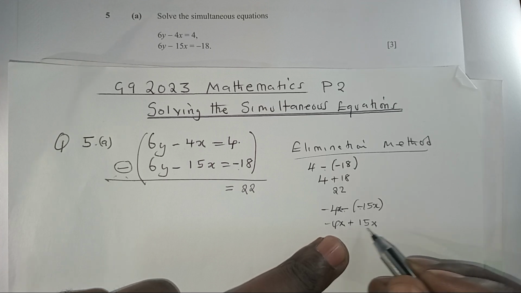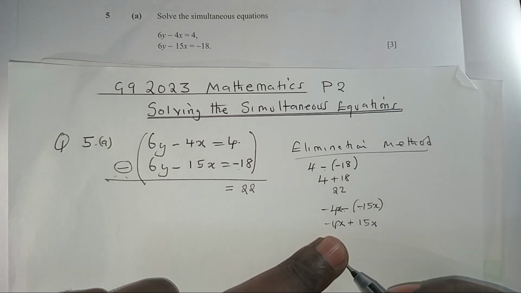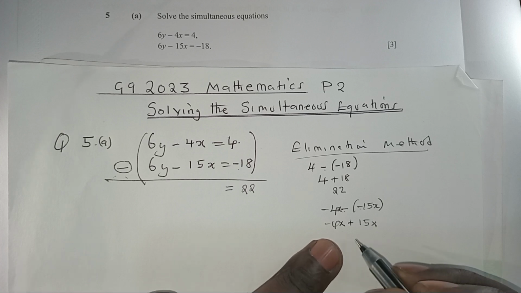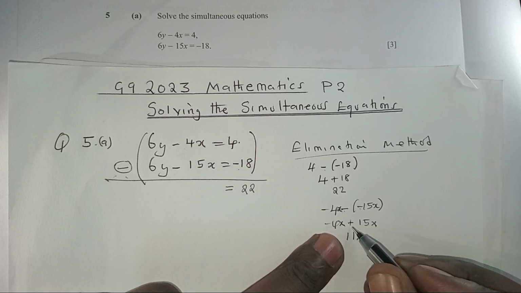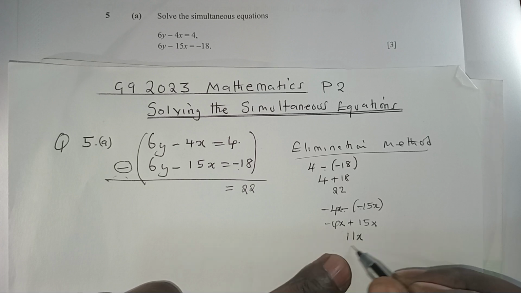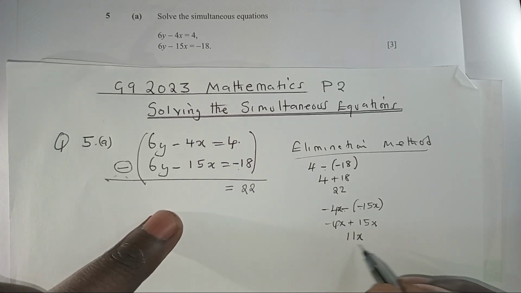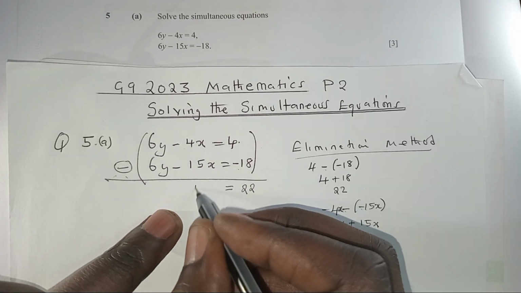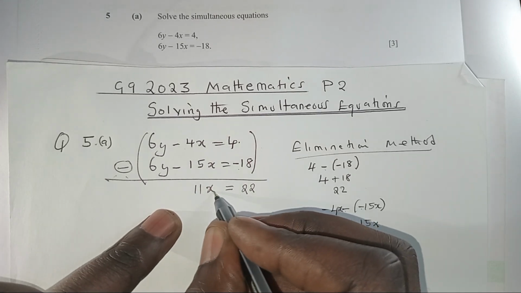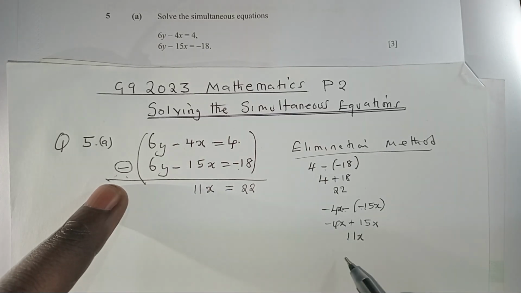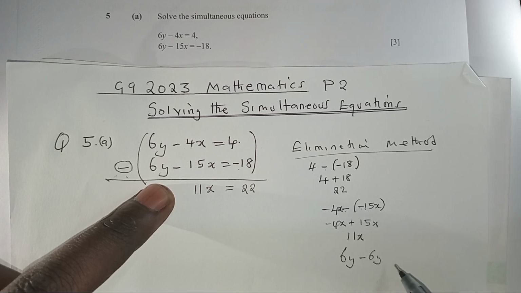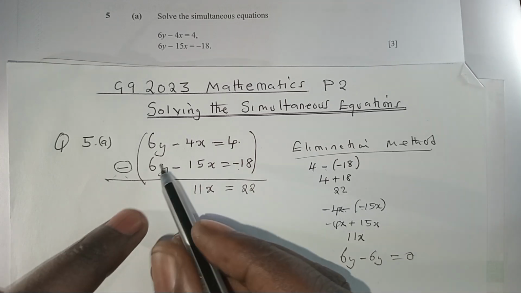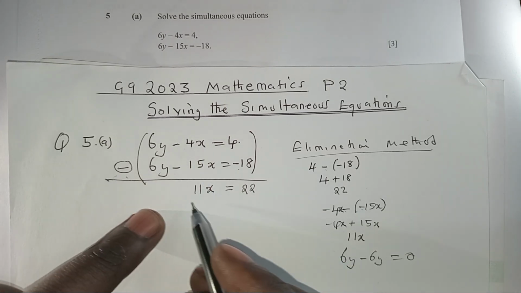So we are doing negative 4x plus 15x. Because we have different signs, we subtract, and when we subtract, we are going to have 11x. We maintain the sign from the bigger number, so positive 11x. Then when we come to this, we have 6y minus 6y, which is going to give us 0. So we can just ignore this part because it is giving us 0.